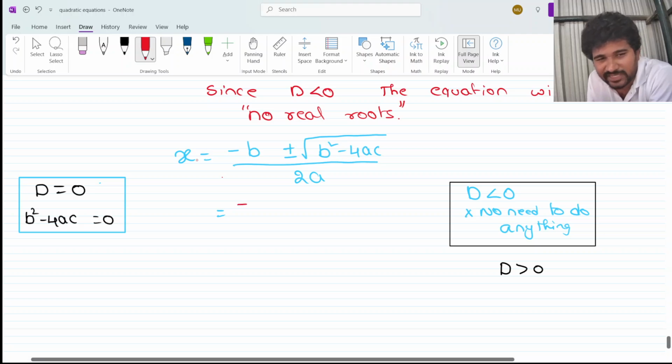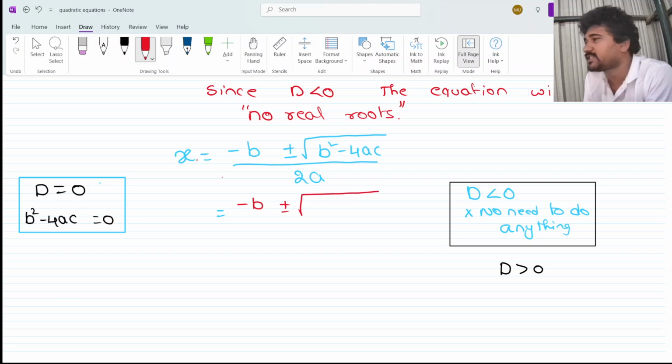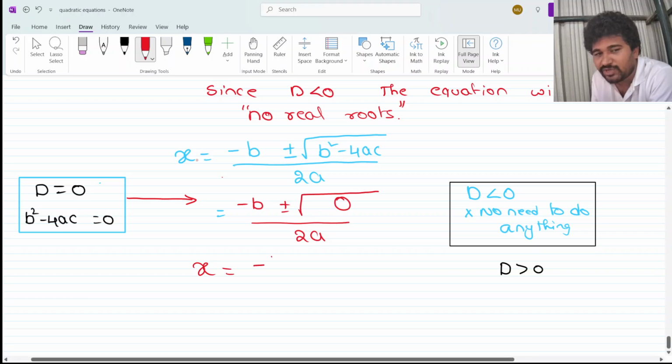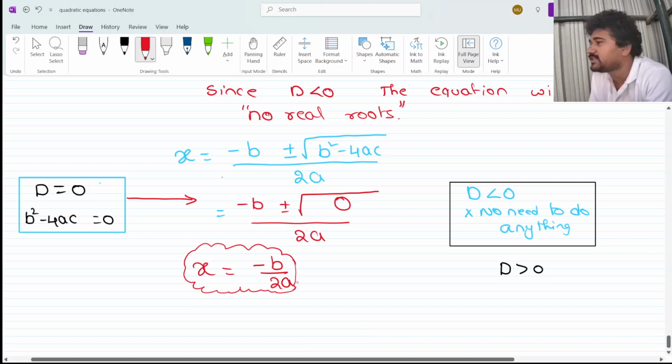What is the equation? Minus b plus or minus root of b square minus 4ac. Why did he say that? Because you are doing it for this condition, where b square minus 4ac is 0. So 0, divided by 2a. Look carefully. x is equal to minus b by 2a. What is that meaning, you know?